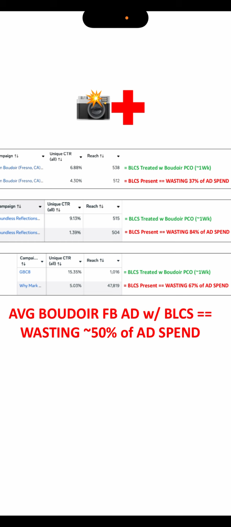And we found out that the original ad with BLCS was wasting 67% of its ad spend. So if he's spending 10 grand a month on Boudoir Facebook ads with the original ad, now he can decrease his ad spend by 6,700 bucks a month and simply pocket that, what's that, 80 grand over the next 12 months, and simply run the new Boudoir Pico treated Facebook ad with ad spend of 3,300 bucks a month and get the ad into the same number of women's brains as the original ad.